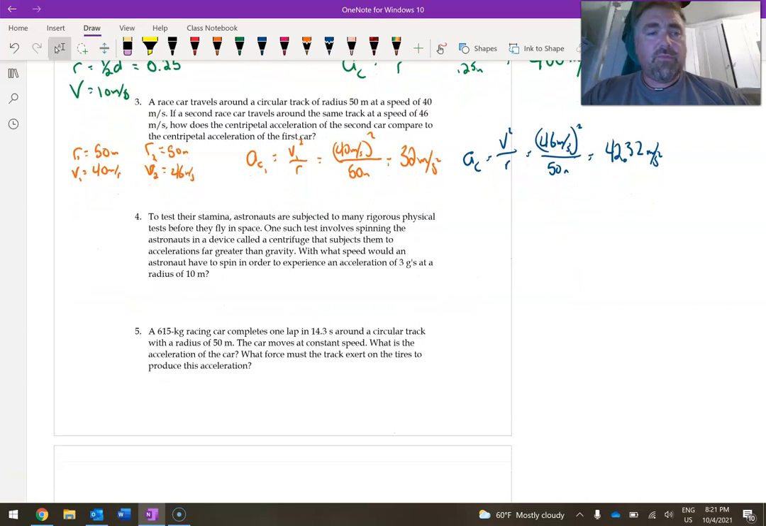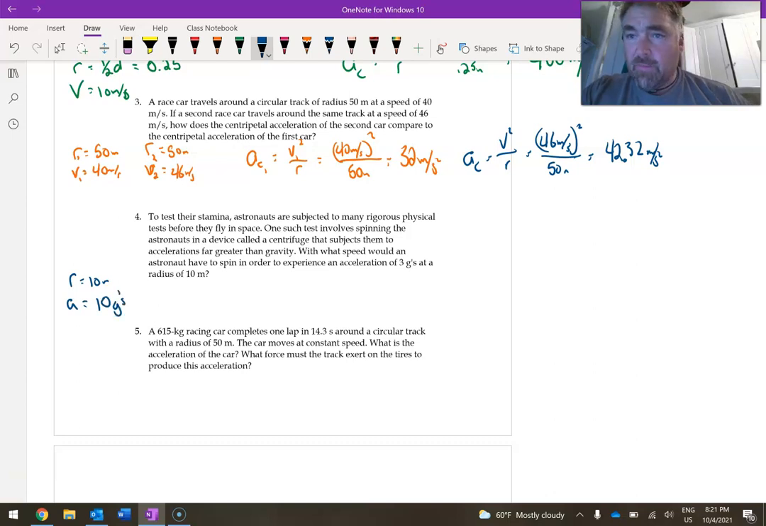All right, number 4. To test their stamina, astronauts are subjected to many rigorous physical tests before flying into space. One is a centrifuge, which spins to produce forces greater than gravity. What speed would an astronaut have to spin in order to experience an acceleration of 10 g's at a radius of 10 meters? So here's what we know. We know we have a radius of 10 meters. And this acceleration, they're saying, is 10 g's.